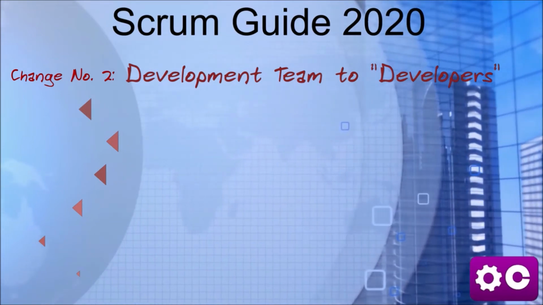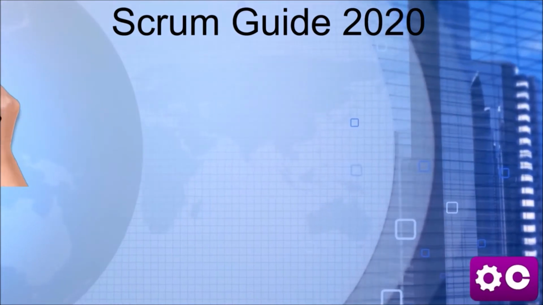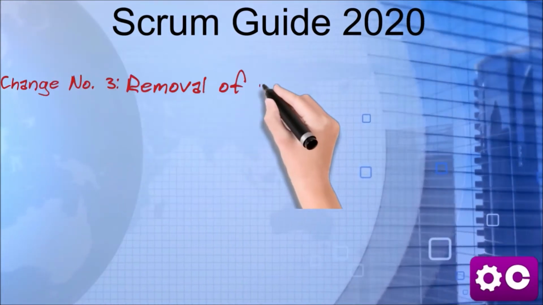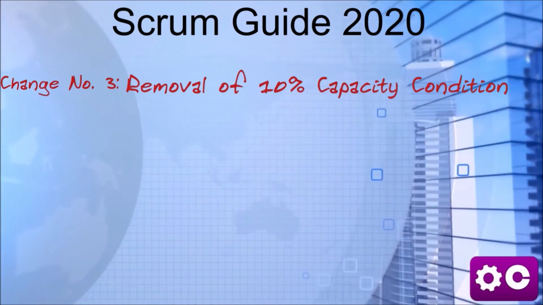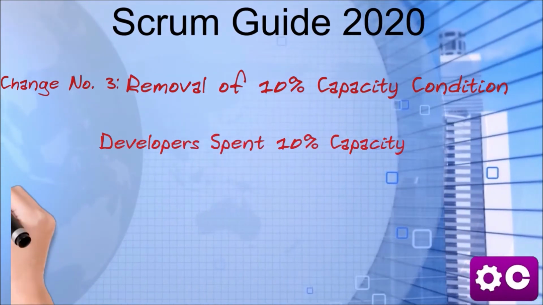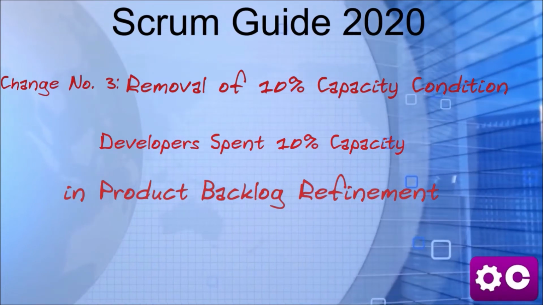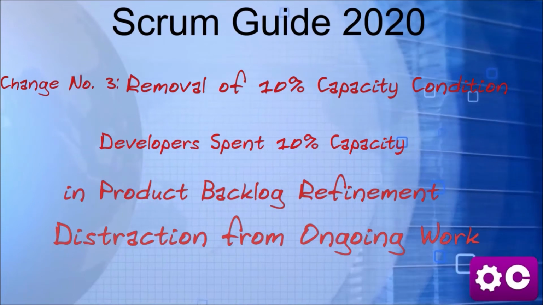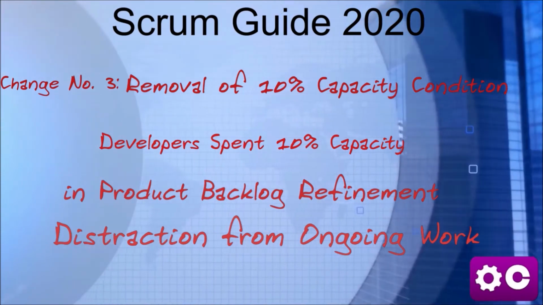In Scrum Guide 2020, the third thing that changed is the removal of the condition of 10% of the capacity of the developers to refine the product backlog. This removal is very welcome, as previously Scrum teams spent some time off sprint distracting themselves from ongoing work in refining the product backlog, rather than doing the work on the daily increment.